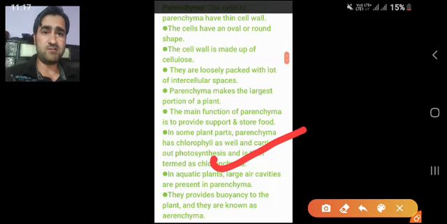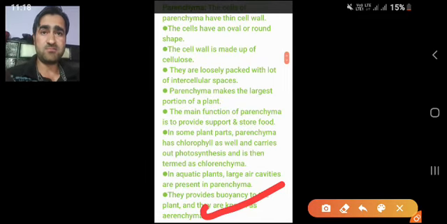In aquatic plants or water plants, where you need the plant body to have buoyancy or to float on the water, buoyancy to the plants is ensured by parenchyma cells having large air cavities, and there they are known as aerenchyma because of the air cavities. So air plus parenchyma makes them aerenchyma. So we have parenchyma tissue present all over the plant body.